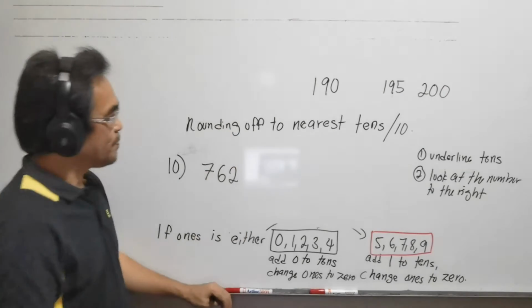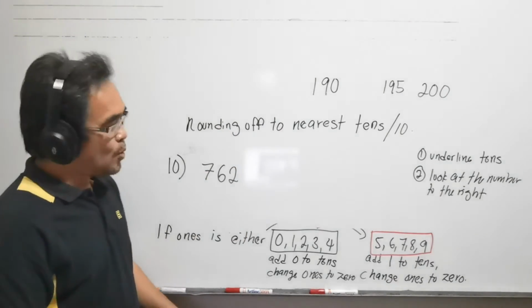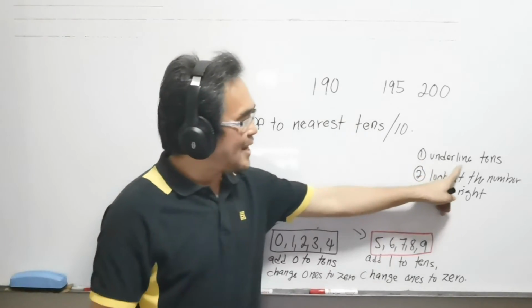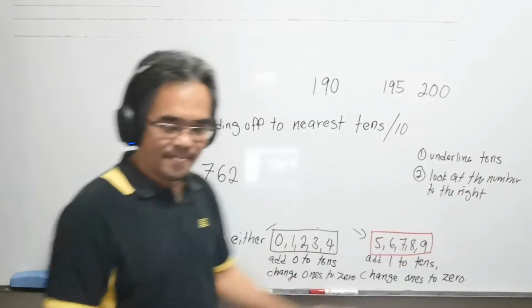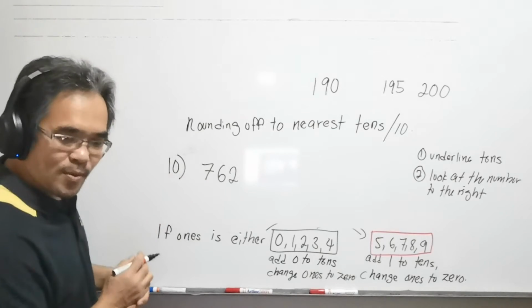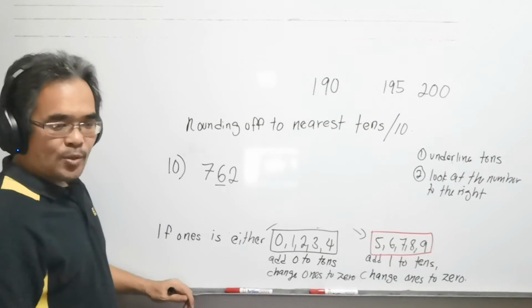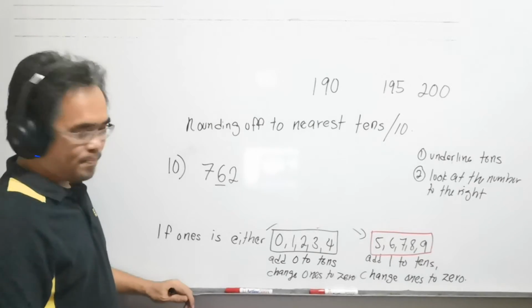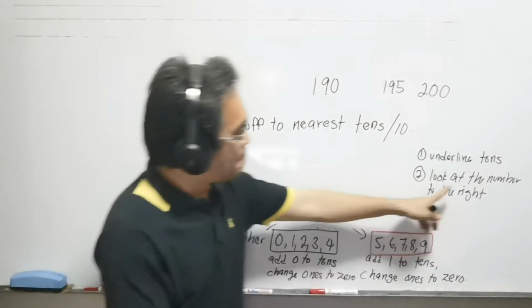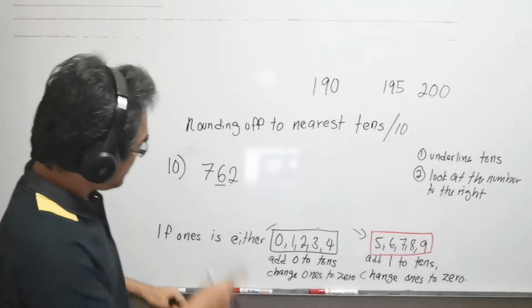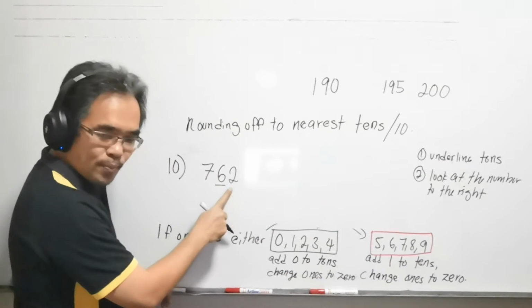762. So, what do we have to do? Underline tens. Which one do you have to underline? 6. So after that, what do you have to do? Look at the number to the right, which is 2.